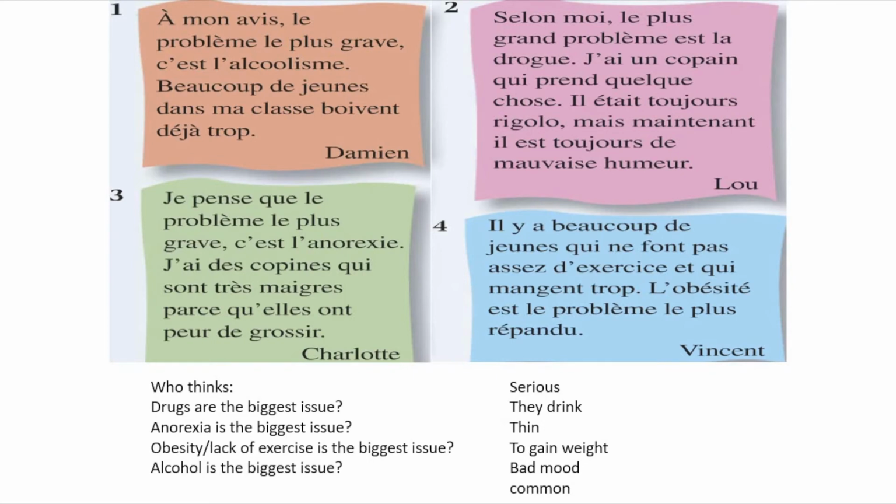Charlotte says, je pense que le problème le plus grave, c'est l'anorexie. J'ai des copines qui sont très maigres parce qu'elles ont peur de grossir. And Vincent, il y a beaucoup de gens jeunes qui ne font pas assez d'exercice et qui mangent trop. L'obésité est le problème le plus répandu.